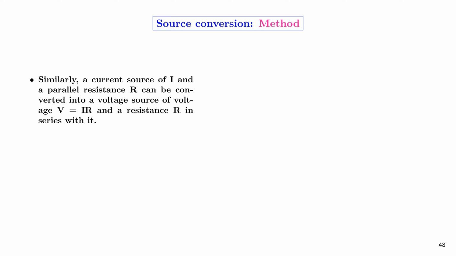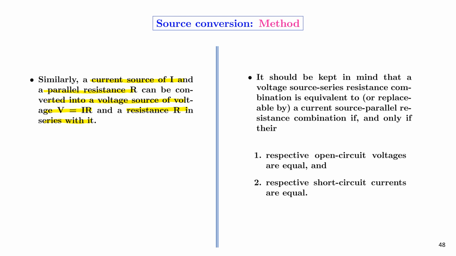In a similar manner, a current source of I and a parallel resistor R can be converted into a voltage source of voltage V equal to IR, to which a resistance R is connected in series with it. An important point that we have to keep in mind when we convert a voltage source to a current source is that the respective open circuit voltages have to be equal and the respective short circuit currents are equal.